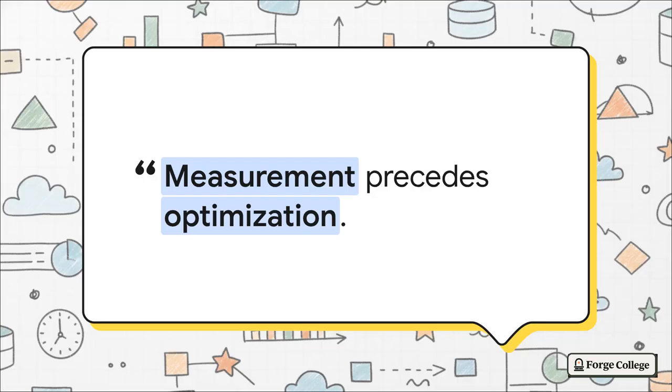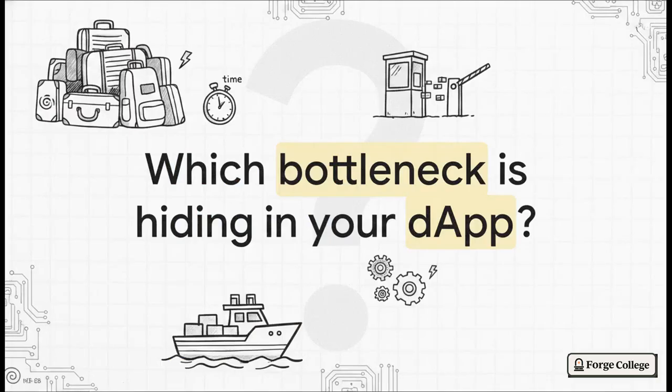If there is literally one thing you take away from this explainer, let it be this core philosophy right here. Measurement precedes optimization. Without concrete timing and throughput data, you simply cannot determine which code change will actually move the dial. You'll just be stabbing in the dark. So, I'll leave you with this. Which bottleneck is hiding in your dApp right now? Is it the luggage, the toll booth, or the ferry? Well, it's time to build your testing engine and find out.